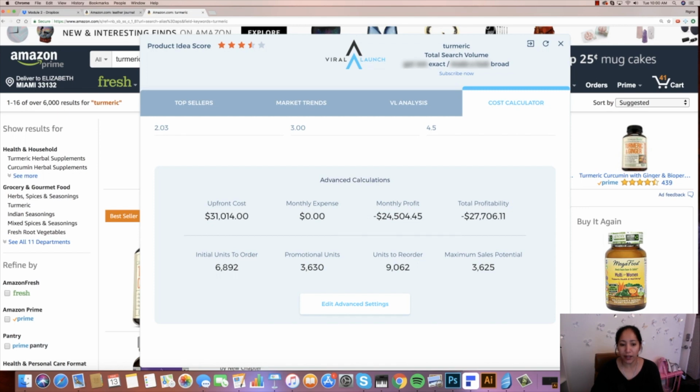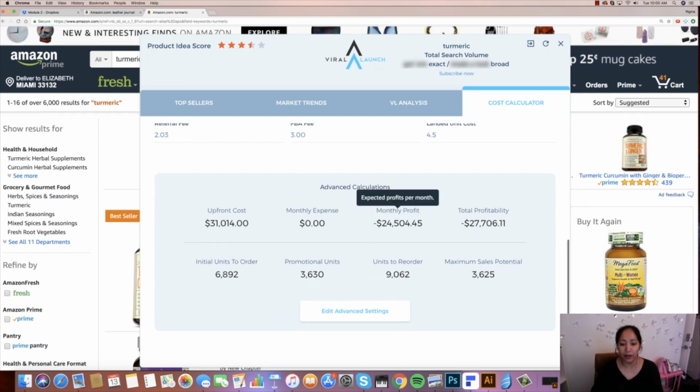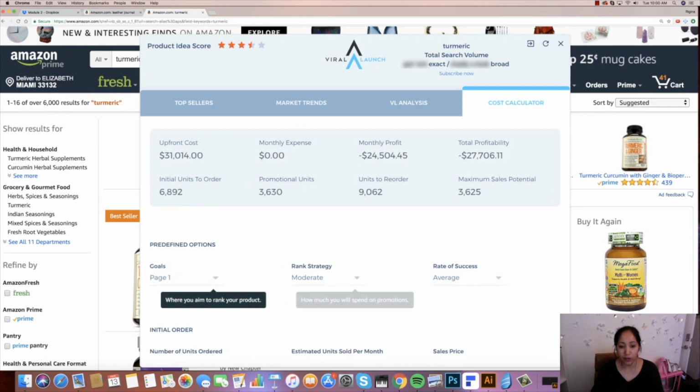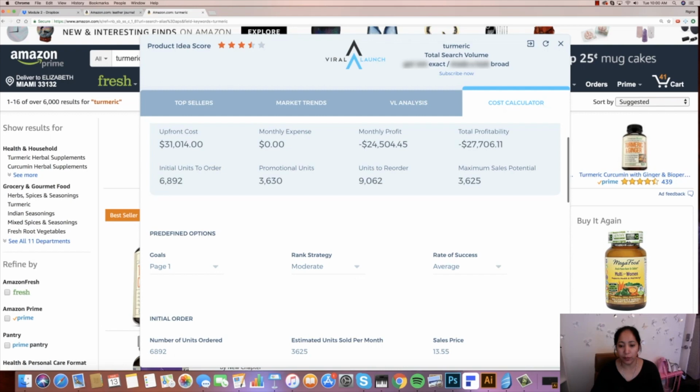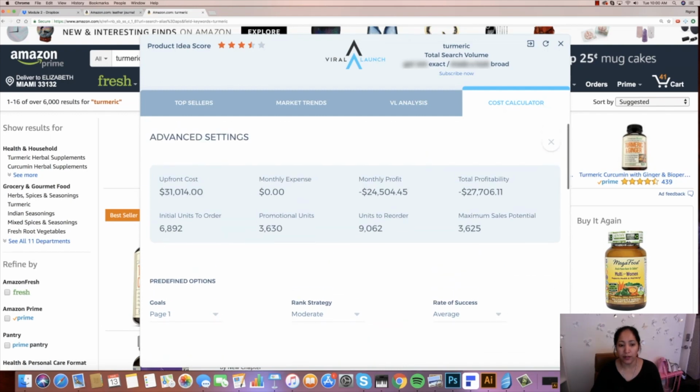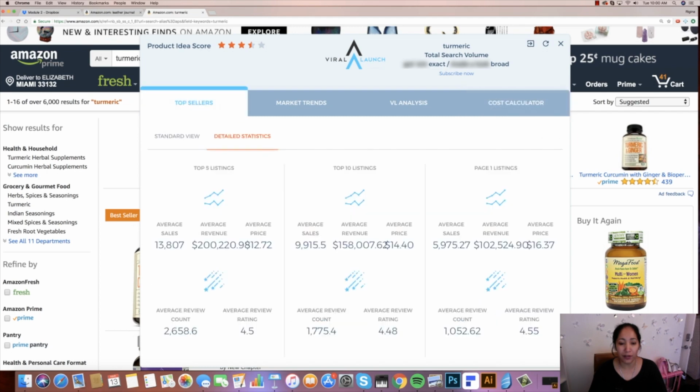So if you want to rank in the top, and I don't know what it calculates this for, let's take a look. You want to hit page 1 and you're doing a moderate strategy with an average amount of success. Your upfront cost is going to be $31,000 because you are having to order 7,000 units. Monthly expense, we don't have that. It's estimating that you would have to give away 3,600 units and reorder 9,000. So right out of the gate, you would have to invest $30,000. Again, that's what I said when I mean that you're getting into a market where you're going to have to dump a lot of money.